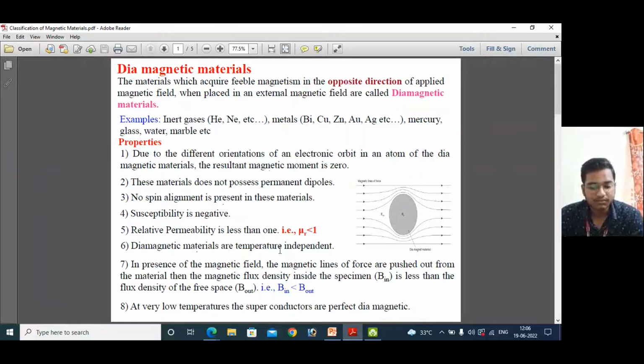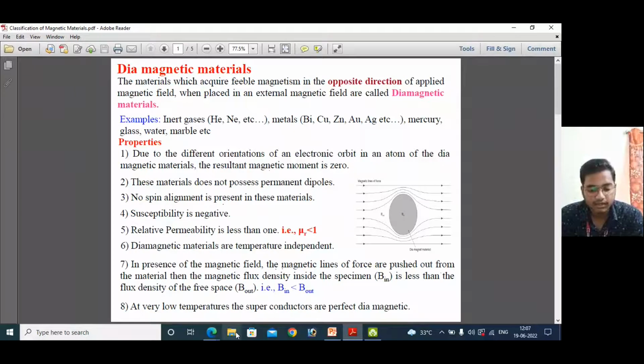Diamagnetic materials are temperature independent. The materials which do not depend on temperature are diamagnetic materials. In the presence of the external magnetic field, the magnetic lines of force are pushed out from the materials. Then the magnetic flux density inside the specimen is less than the flux density of free space, B in less than B out. We can see the magnetic lines of force inside a specimen is less than the magnetic lines of force outside the specimen from the picture.